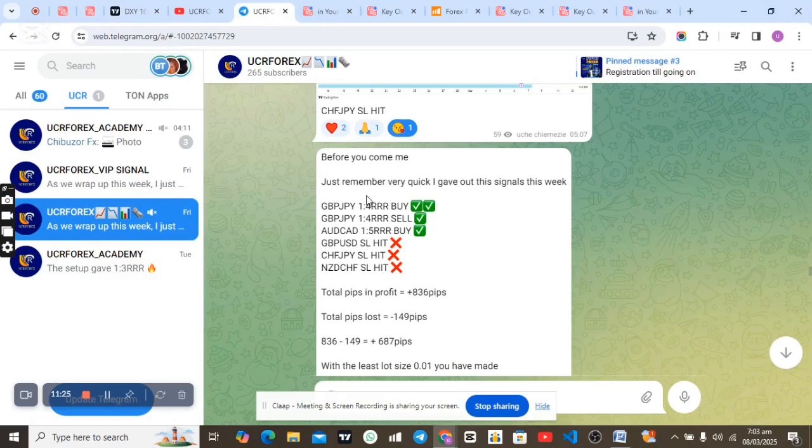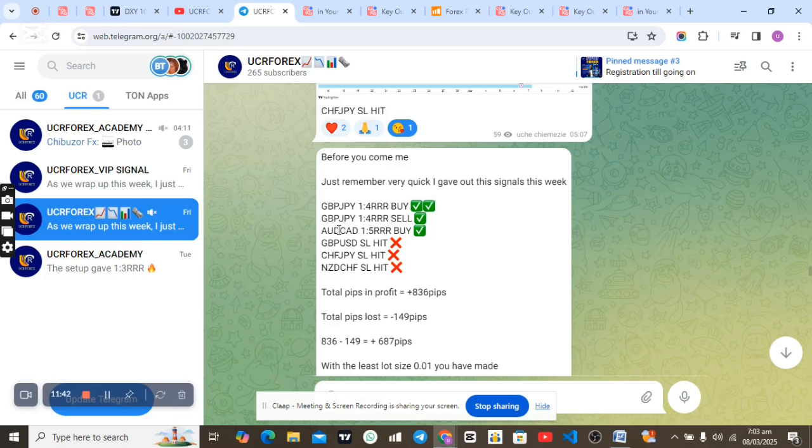It was around 300-something pips, because I was not using a 10 pip stop loss. I was using somewhere around 30-something pips stop loss. Then I made 1:4. That market hit full TP. Now we made another profit. We sold again and we were able to make 1:4.